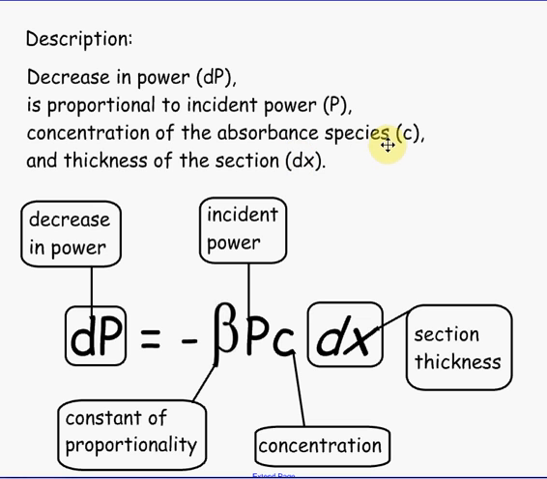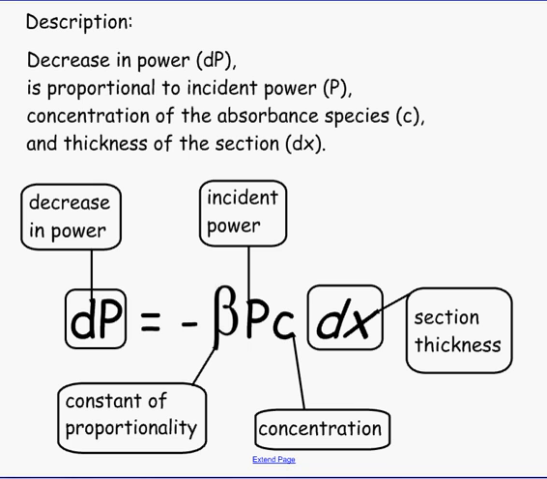So let's look at the formula that we'll be using. It states that the decrease in power, dP, is proportional to the incident power, P, the concentration of the absorbing species, C, and the thickness of the section, dx. Okay? So that's written out clearly here for you to see.